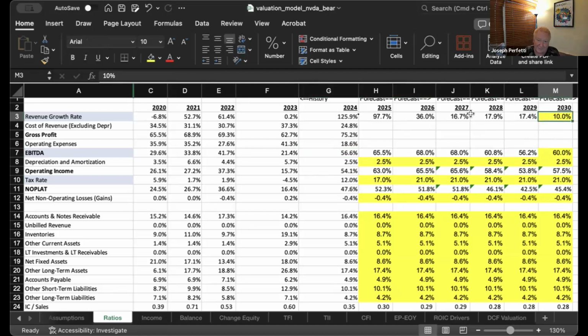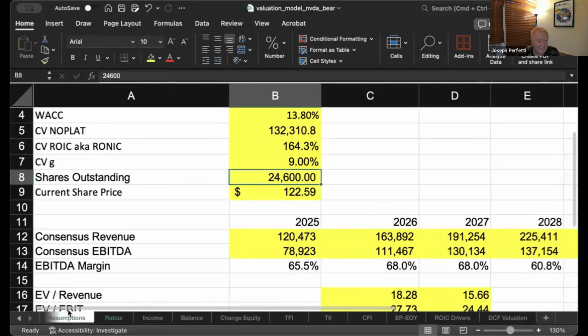Now, I could have actually, even though these are white cells, slowed the growth even further in these individual years. But as I showed you, the 1-year growth rate here is not going to have a big impact. What's really going to have the big impact is my perpetuity growth, which I lowered to 9%. Okay. And I didn't really change any of the balance sheet items because I don't think they're going to make too much of a difference in terms of investment.